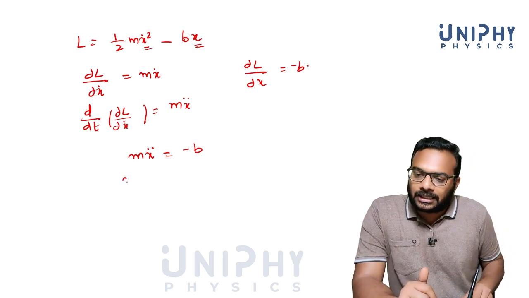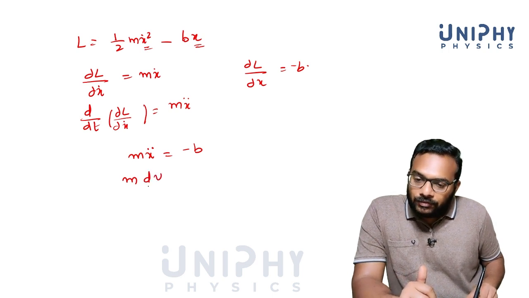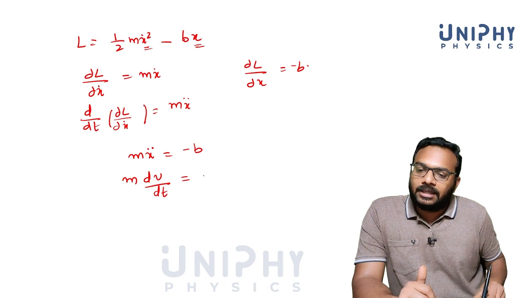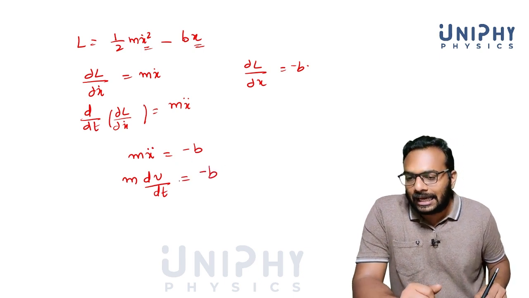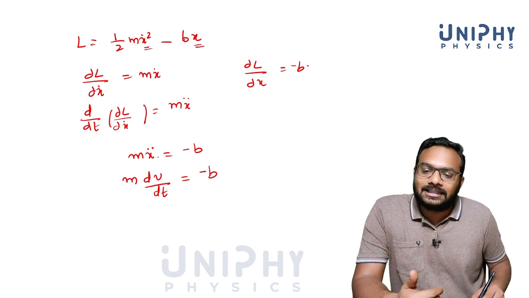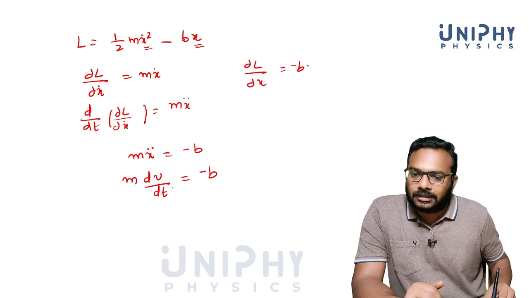So, first maybe we can write this in this form. This can be written as m dv by dt equal to minus b, because x double dot is the acceleration, or x double dot is d by dt of x dot, and x dot I have written as v here.